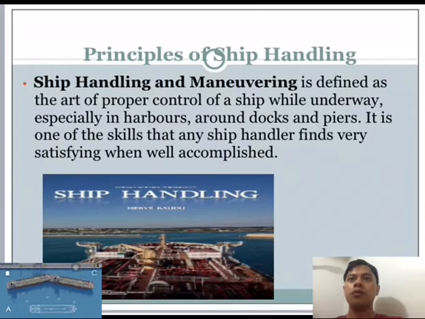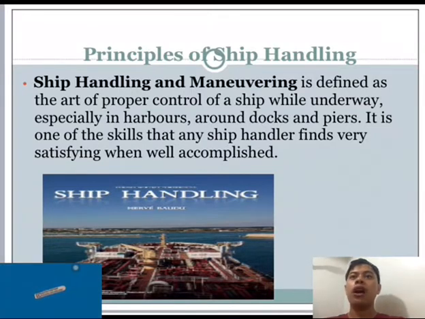So, principles of ship handling. Ship handling and maneuvering is defined as the art of proper control of a ship while underway, especially in harbor, around docks and piers. It is one of the skills that any ship handler finds very satisfying when well accomplished.